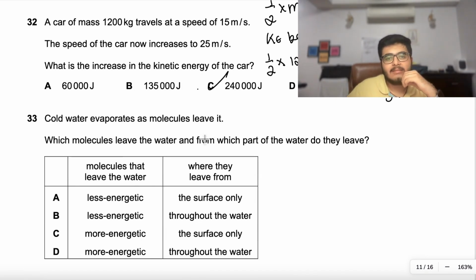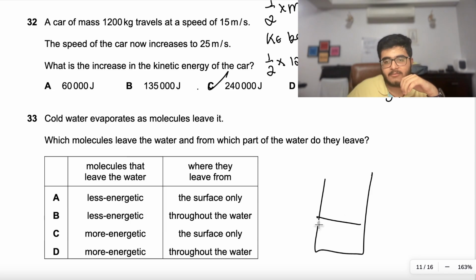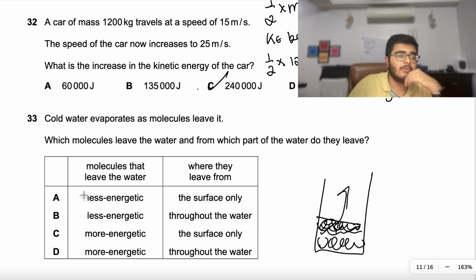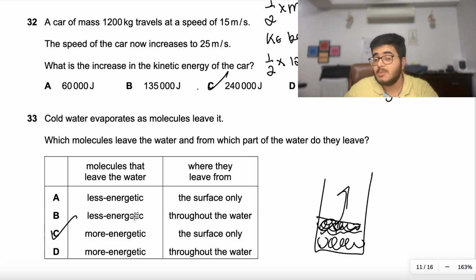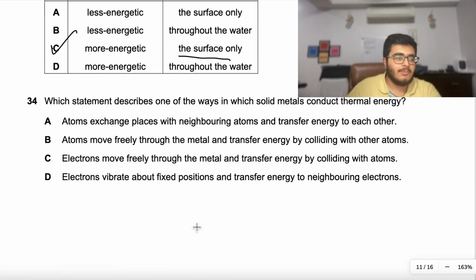Cold water evaporates as the molecules leave it. Now, which molecules leave the water and from where do they leave? So we all know that molecules always leave from the surface, right? Water has a high surface tension. So from the surface, water will leave. So the correct answer for question number 33 is C part. More energetic molecules will only leave because they have enough kinetic energy to convert into gas, and from the surface only.